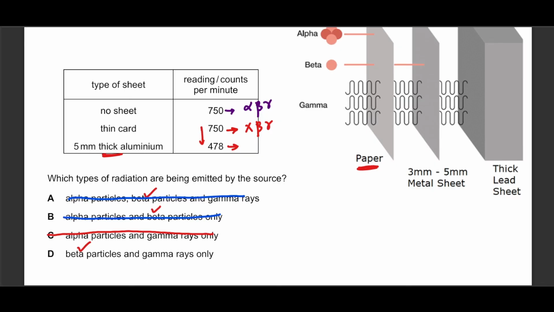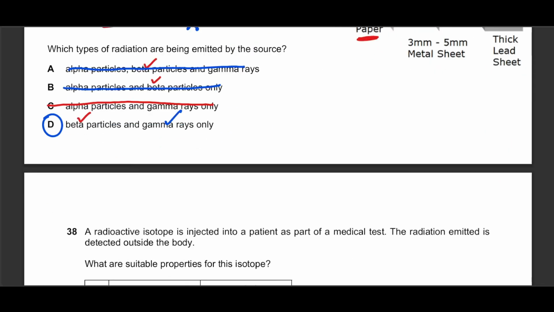But what is the logic for gamma? You see, if it was only beta, if there was no gamma, this 750 should have come down to 28, which would have been the guarantee of beta only. But since it's still much higher than the background radiation, which means it hasn't come down to 0 or an effective 0, gamma is also present, which means option D will be the right answer.